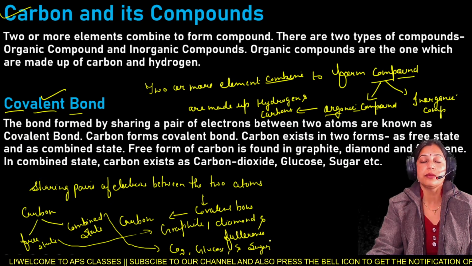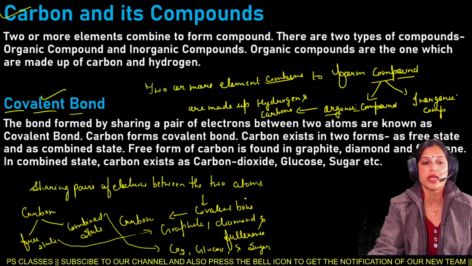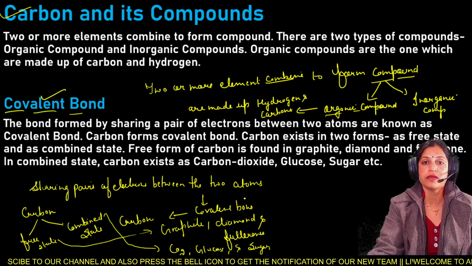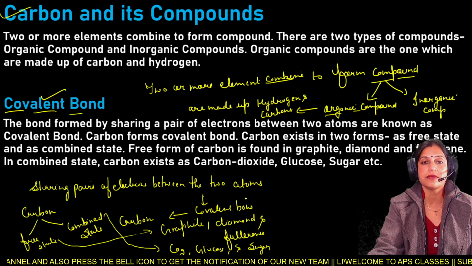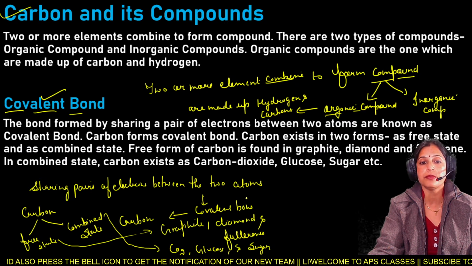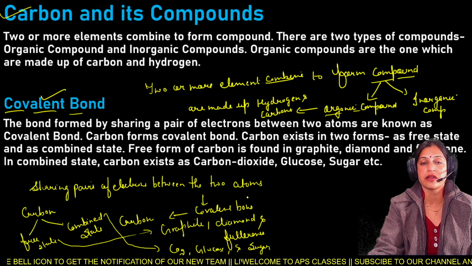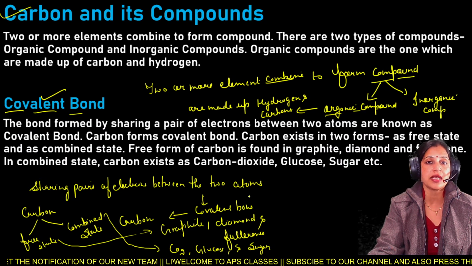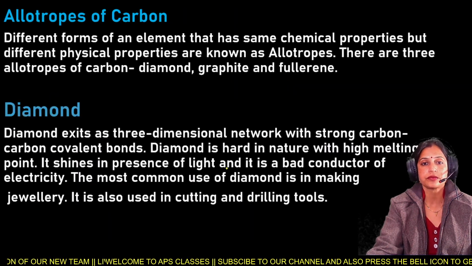So the bonds formed by the sharing of a pair of electrons between two atoms are known as covalent bonds, and carbon always forms covalent bonds. Carbon exists in two states: the free state and the combined state. Free forms of carbon are graphite, diamond and fullerenes. In the combined state, carbon exists as carbon dioxide, glucose and sugar, etc.